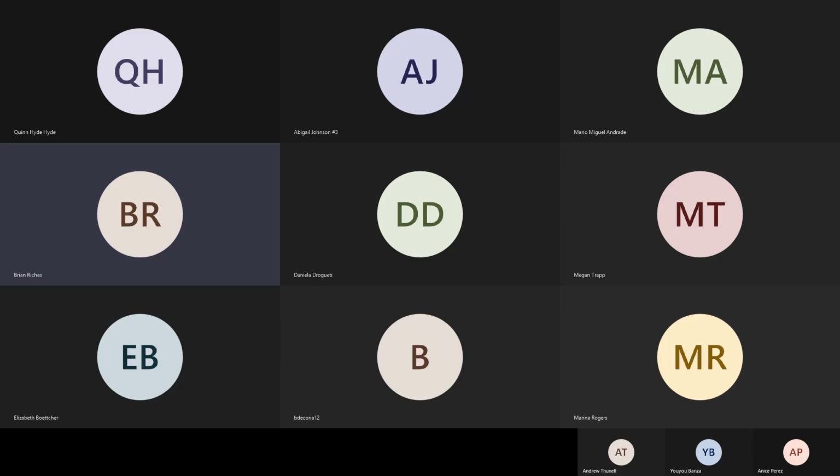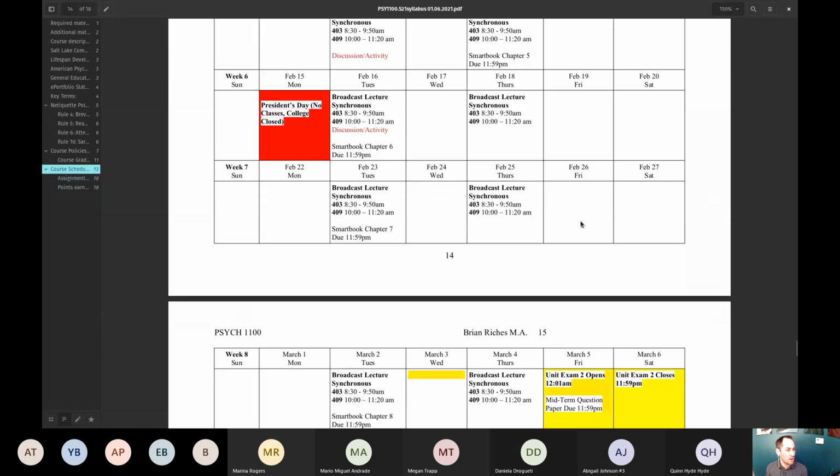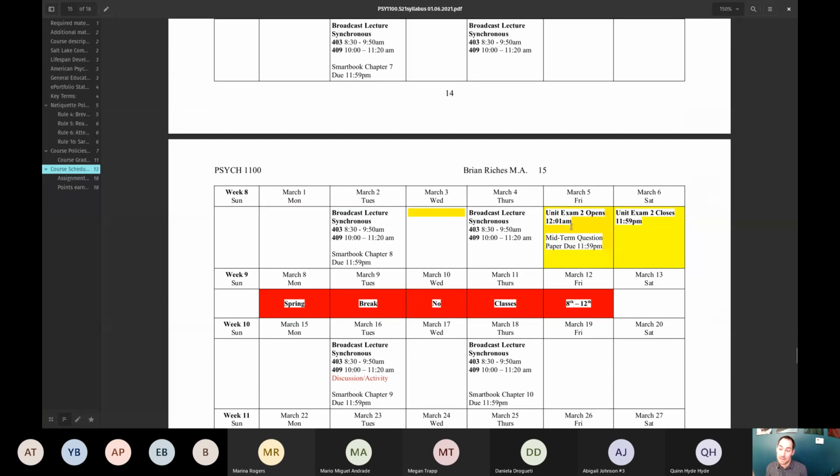For the exam this weekend, it does open on Friday, right at 12:01. Should be seeing that on the syllabus now. Oh, that's the wrong exam. For unit exam 2, it's the same though as well. It opens at 12:01 a.m. on Friday and then closes just before midnight on Saturday. So you have all day Friday, all day Saturday to take it.